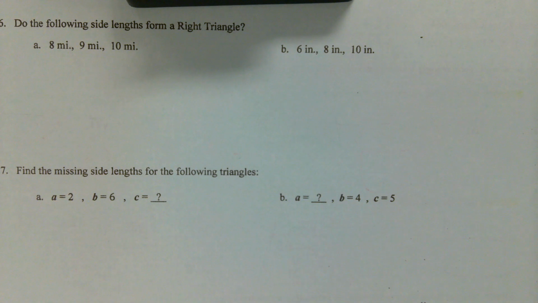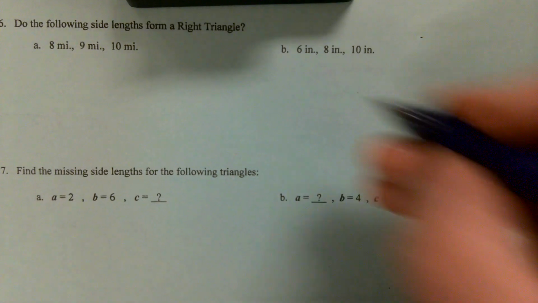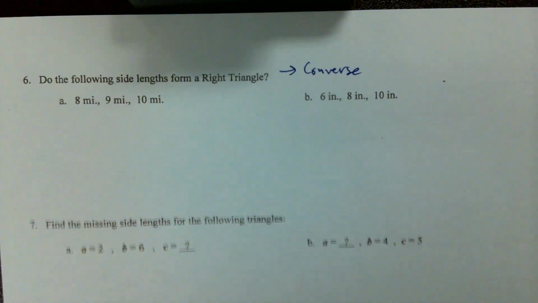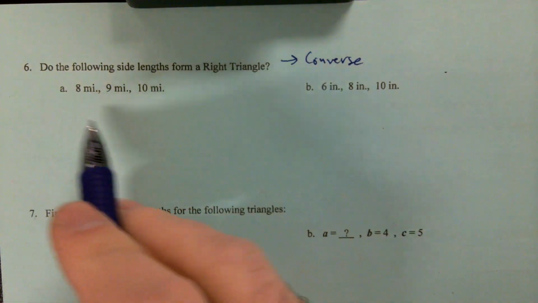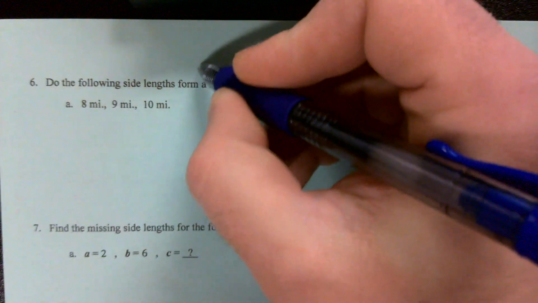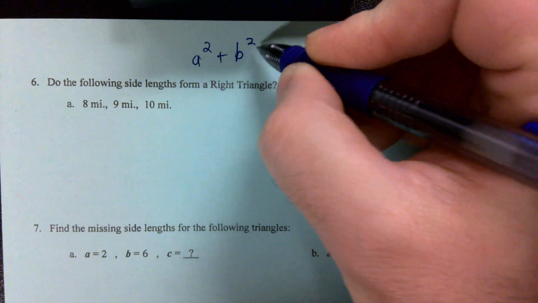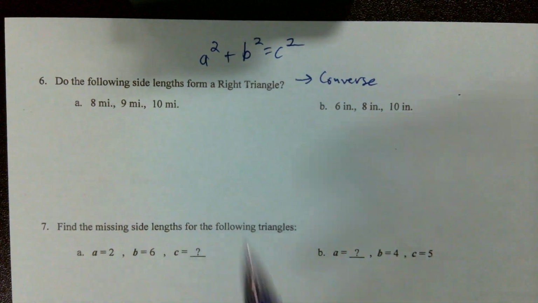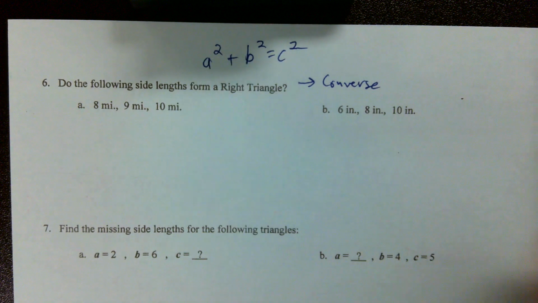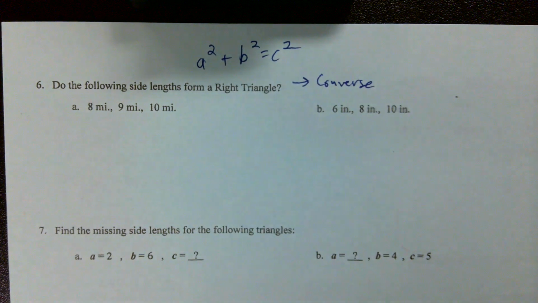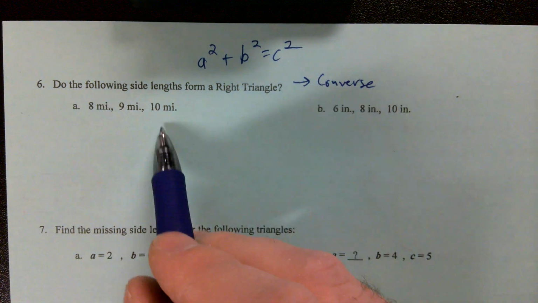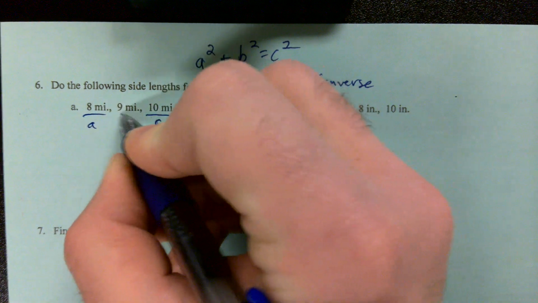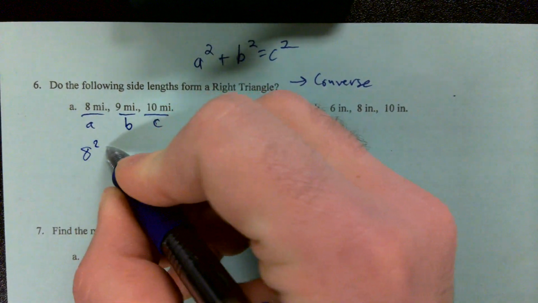We have to figure out, do these sides form a right triangle? This is our converse of the Pythagorean theorem. I take all three of my sides, plug them into a squared plus b squared equals c squared, and see if I get a true statement or a false statement. It doesn't matter what I plug in for a or b, but for c I plug in the highest number, which is 10. So I'll call 8 my a, 9 my b, 10 my c.